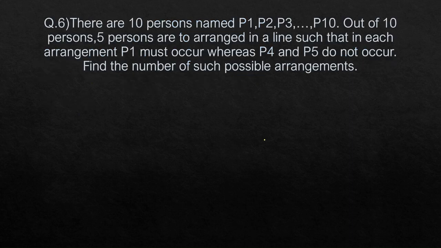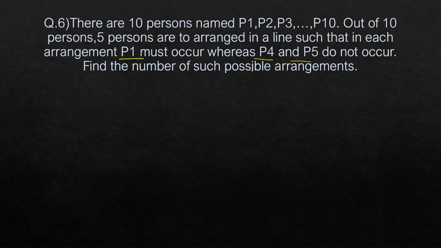So directly moving on to the question. There are 10 persons named P1, P2, P3, up to P10, and so on. Out of 10 persons, 5 persons are to be arranged in a line such that in each arrangement P1 must occur. That is, P1 must be there. P1 should be included, whereas P4 and P5 do not occur. Find the number of such possible arrangements.